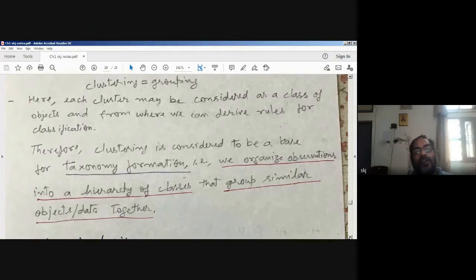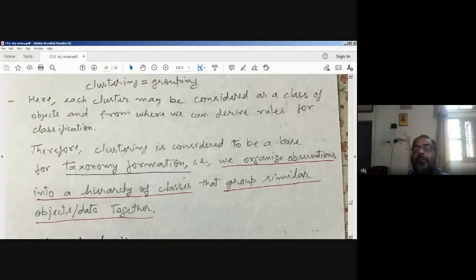So clustering is the earlier analysis, classification is the later analysis, in case we do not have any such kind of label or prior information of data names, object names. So here a cluster may be considered as a class of objects from where we can derive rules for classification. Therefore, clustering is considered to be the base for taxonomy formation.